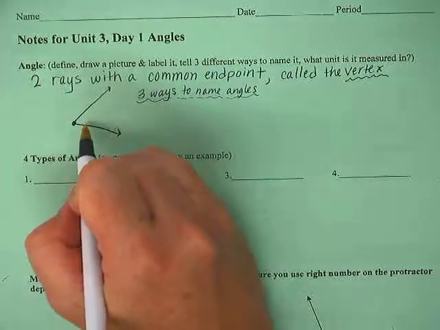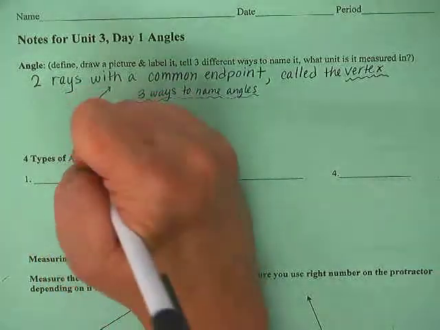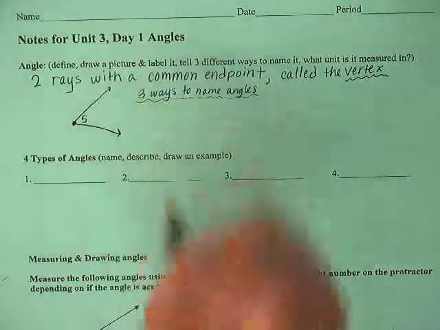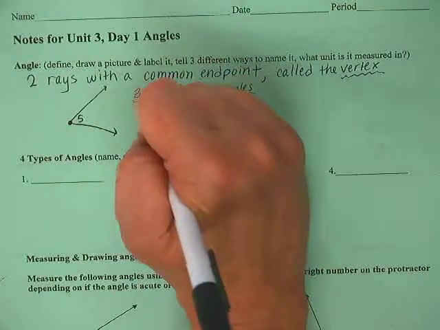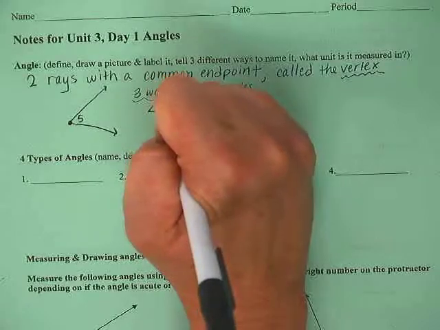Okay, we can just put a little number in the corner. What number should we name this angle? 5. Okay, for some reason I heard 5, so I'm writing a 5. So I put a little 5 in the corner and I can call this angle 5.